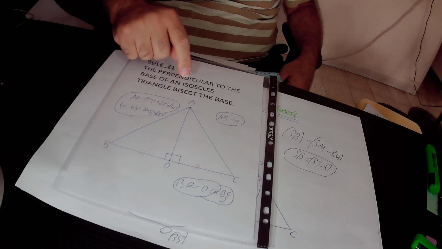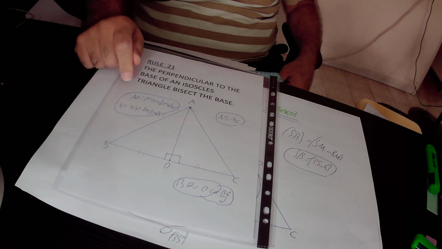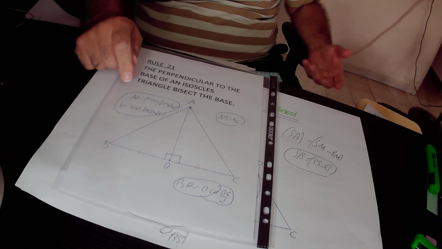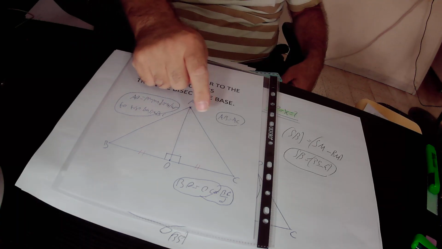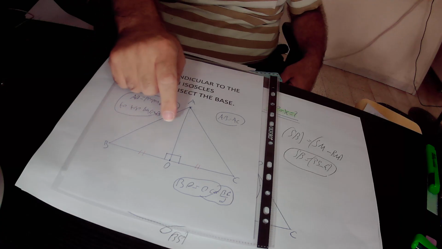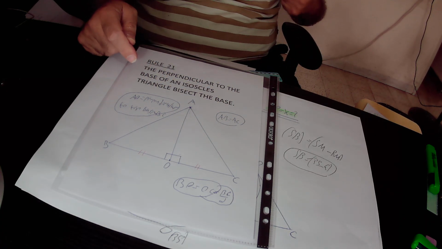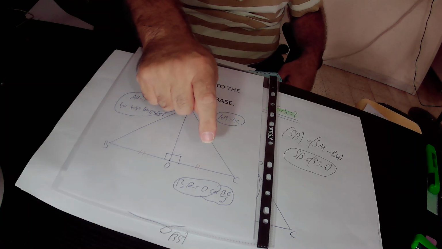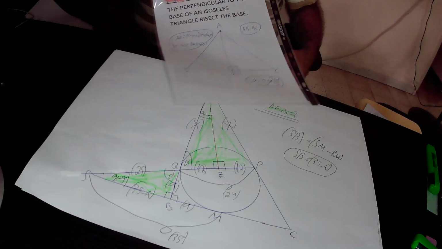Again, the perpendicular AO to the base BC bisects the base BC. That is to say, it divides the base BC into two halves. Each half must be BC over 2. So the first half equals the second half. That is to say, BO equals OC, and each half equals BC over 2. So BO equals OC equals BC over 2. So we can implement Rule 21 in our drawing.